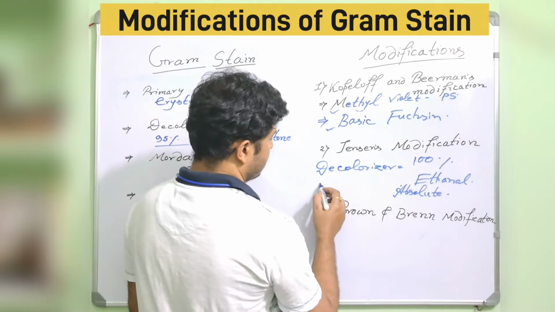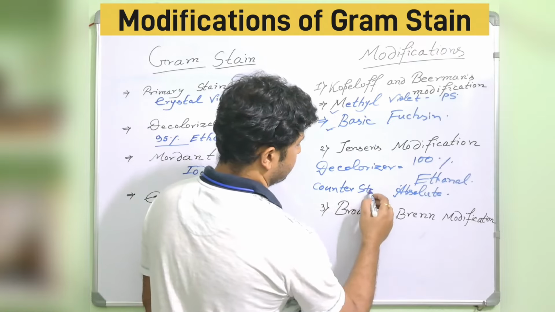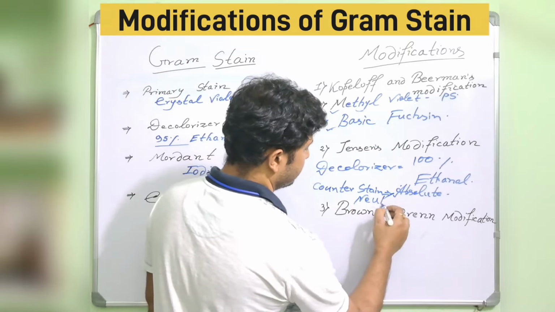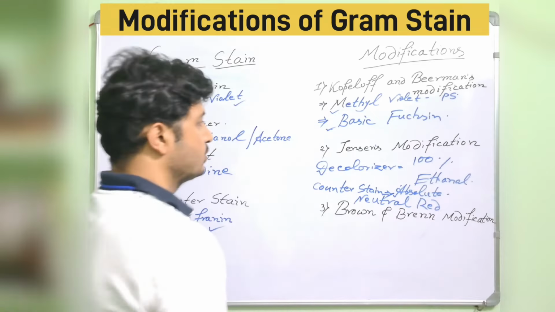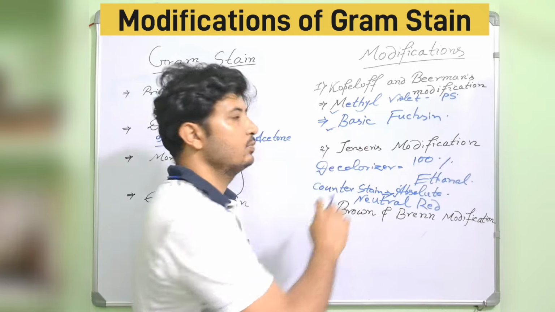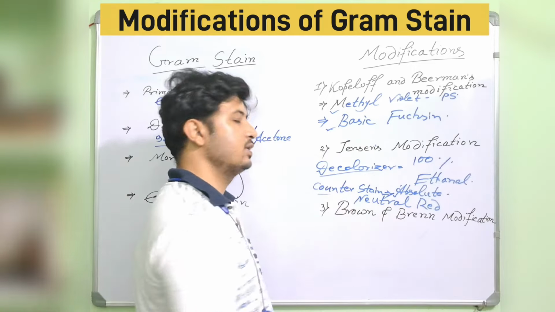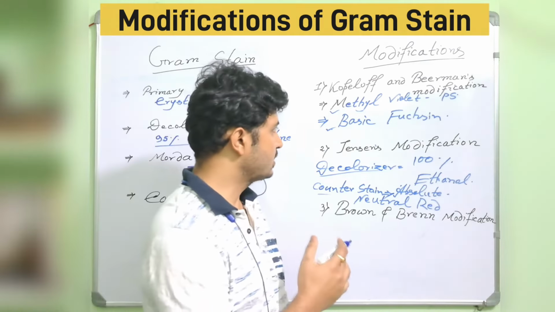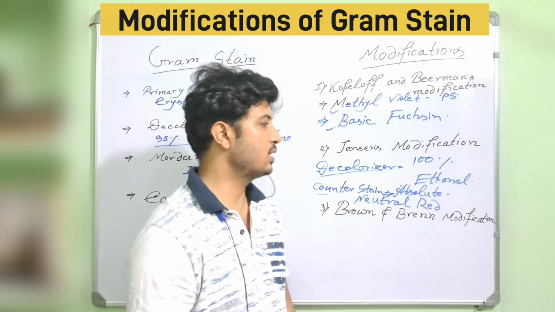Now another one, the counterstain used here is neutral red. So the first one you have seen, primary stain and secondary stain, both are different. Here the decolorizer is different and the counterstain is different than gram stain. So it was discovered by, or invented by, you can say, Jensen's modification or Jensen's technique.